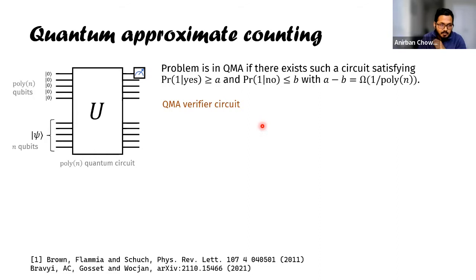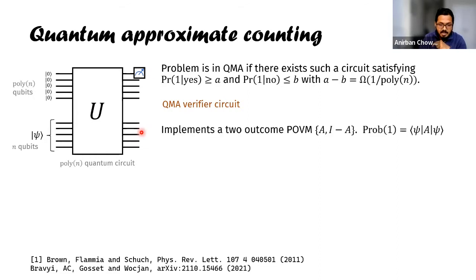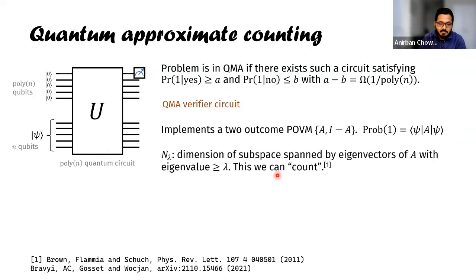Now, even though we cannot count quantum states in some sense because they're continuous, we can ask, what is the dimension of this space of states that is accepted by this QMA verifier circuit? Formally, we can define this by noting that this entire circuit, U followed by a measurement, defines a generalized measurement, or a POVM, with two elements, A and I minus A. We can now ask about the dimension of the subspace spanned by eigenvectors of A with eigenvalue greater than lambda, which is basically the dimension of states accepted by this measurement with that probability. So this is something we can count, and this is a notion of counting that was defined in a paper by Brown, Fleming, and Shook.